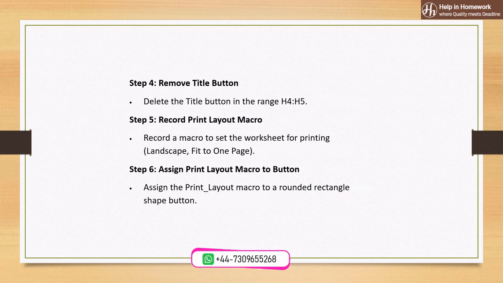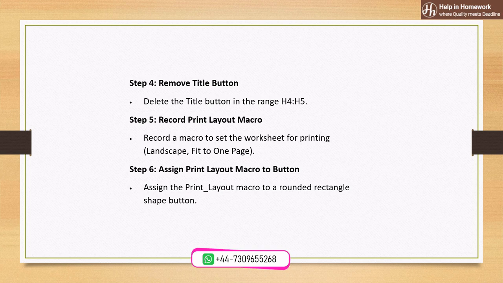Step 4, Remove Title button. Delete the title button in the range H4, H5. Step 5, Record Print Layout Macro. Record a macro to set the worksheet for printing, landscape, fit to one page.